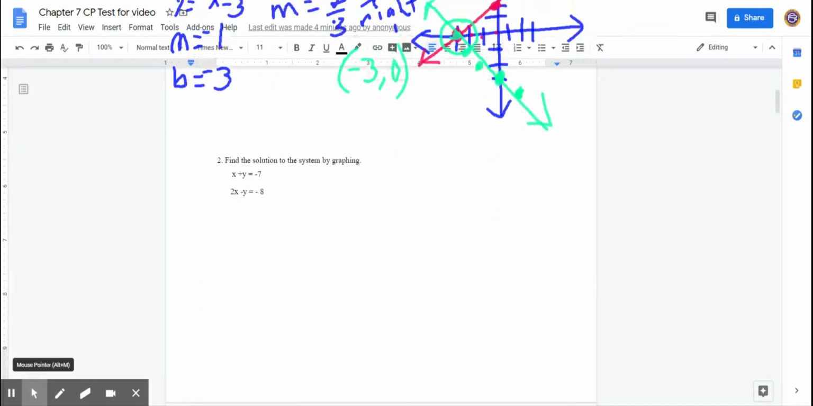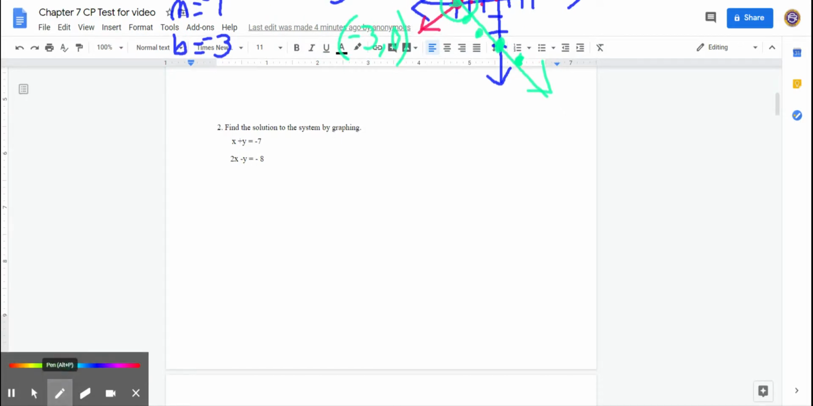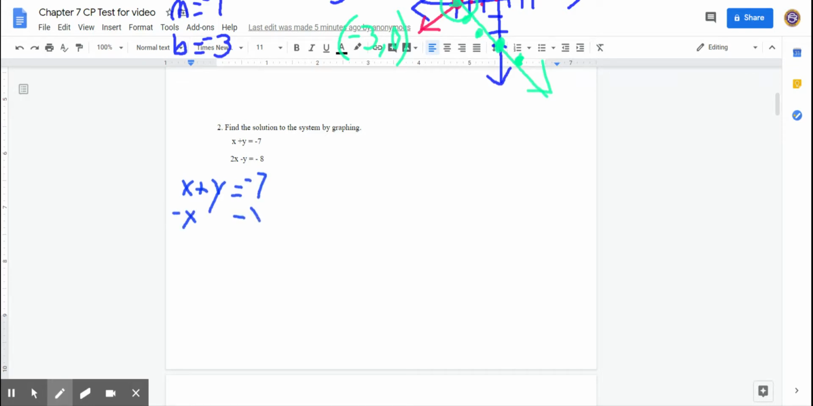Number 2, now these equations are not solved for y. So you need to solve these equations for y. So you have x plus y equals -7. So you need to get this x on the other side so that y is by itself. So y equals -x minus 7. So the slope, remember, is the coefficient of x, which is -1. And your y-intercept is -7.